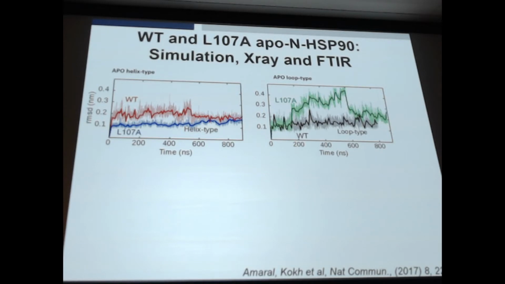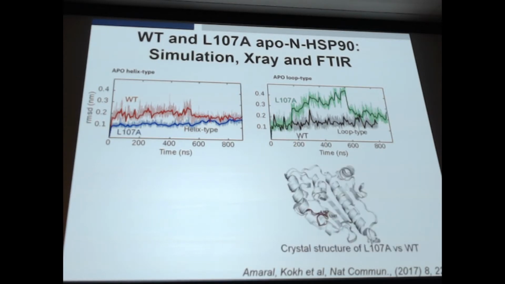What happens experimentally? Well, Marta Amaral at Merck solved the crystal structure of the mutant, and you can see the mutant structure overlapped with the wild type. It looks exactly the same.